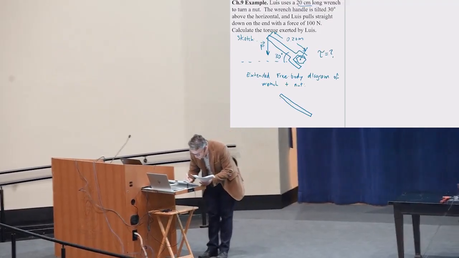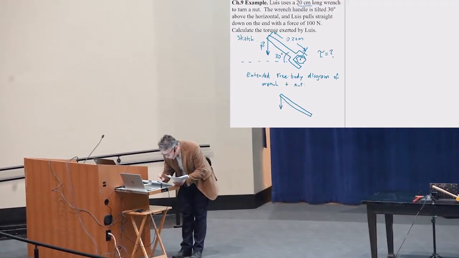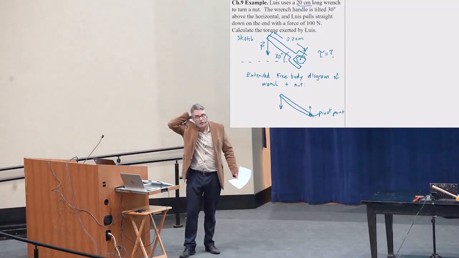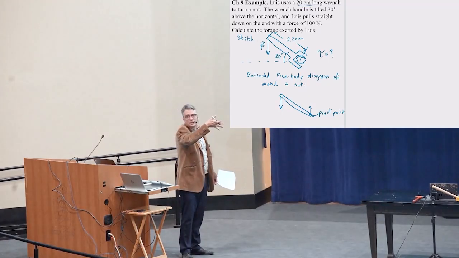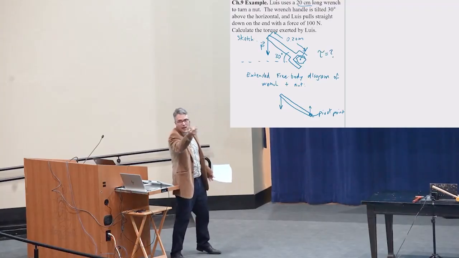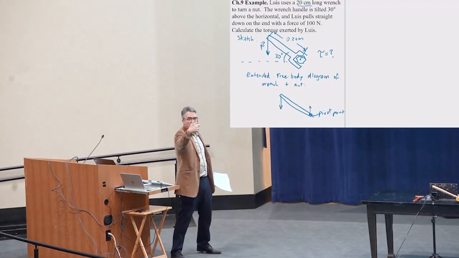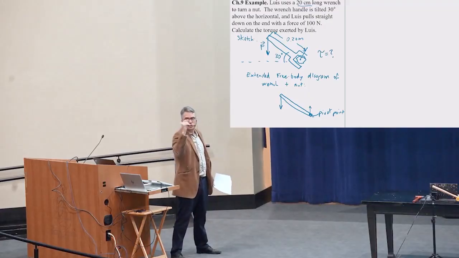So there's a force here. There will probably be some other force being applied here. But the point is that this is the pivot. When you draw an extended free body diagram, you should put a rotation axis somewhere. The rotation axis, in this case, is coming out of the page because it's going to rotate in the plane of the page. And when a rotation axis comes out of the page, you just draw a dot, and it's called the pivot point.